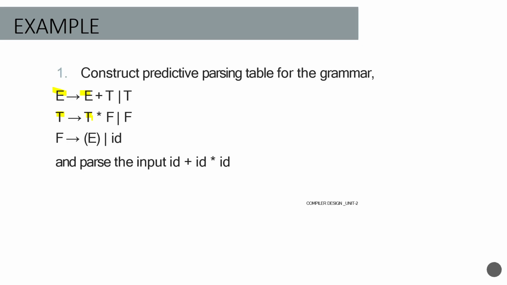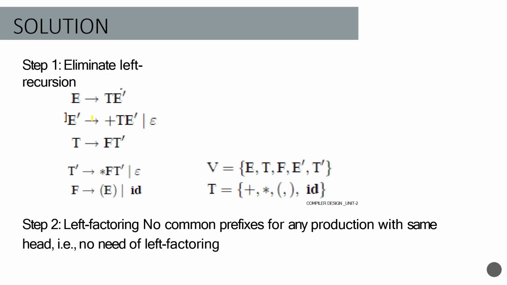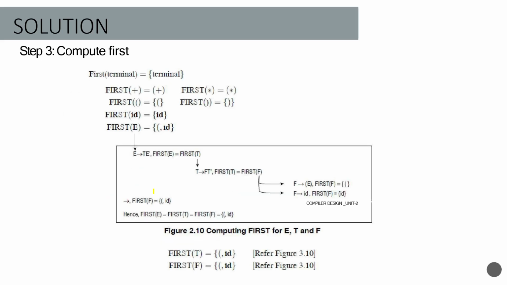We need to eliminate the left recursion using the algorithm. After eliminating the left recursion, we get E goes to T E dash, E dash goes to plus T E dash or epsilon, T goes to F T dash, T dash goes to star F T dash or epsilon, F goes to open bracket E close bracket or ID. No left factoring is required, as there are no common prefixes for any productions with the same head.